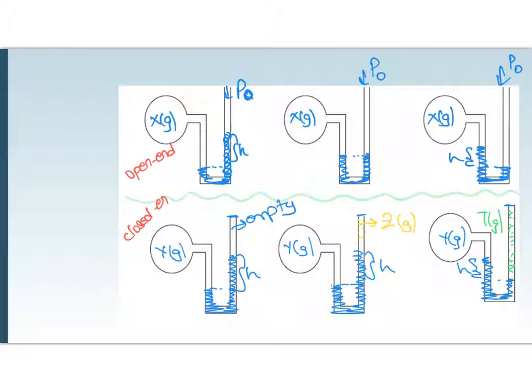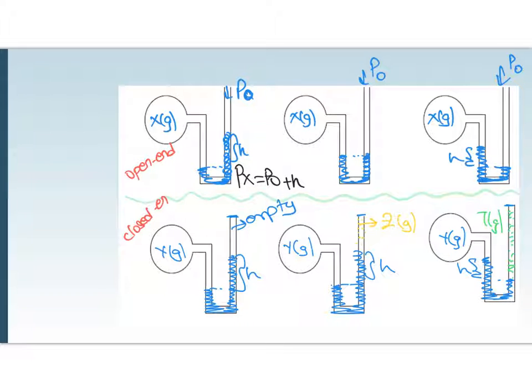Okay, let's compare these ones. The first one. Now you have the X gas here, and you have the P0 here, and you just have a mercury level difference. If the mercury increases on the right hand side of the manometer, this means that X gas has a higher pressure than P0, and the difference is H here. So you can write the equality like this: Px is equal to P0 plus H.